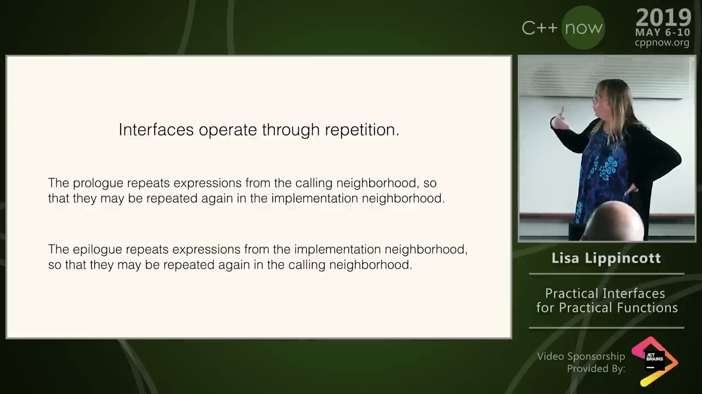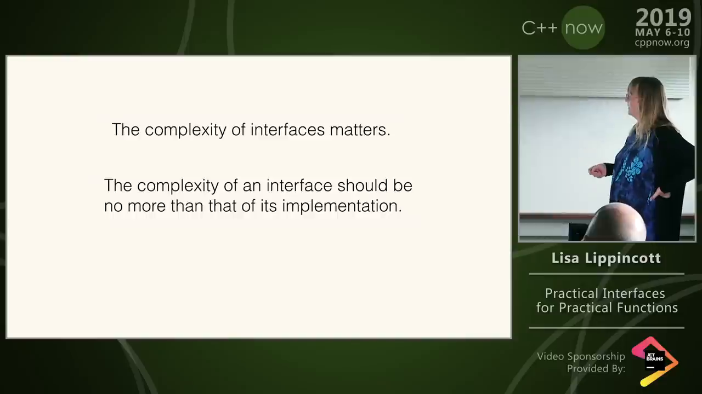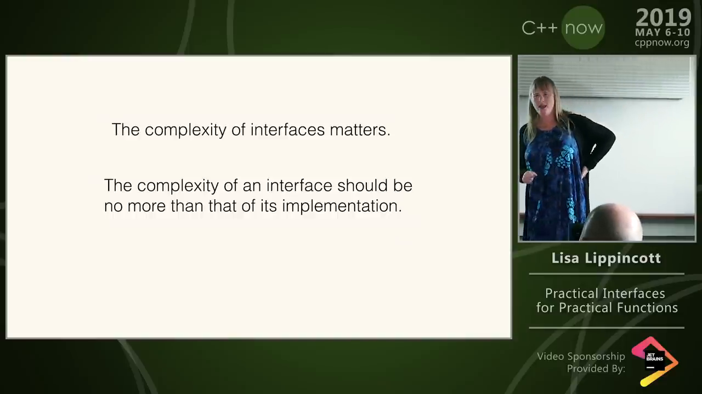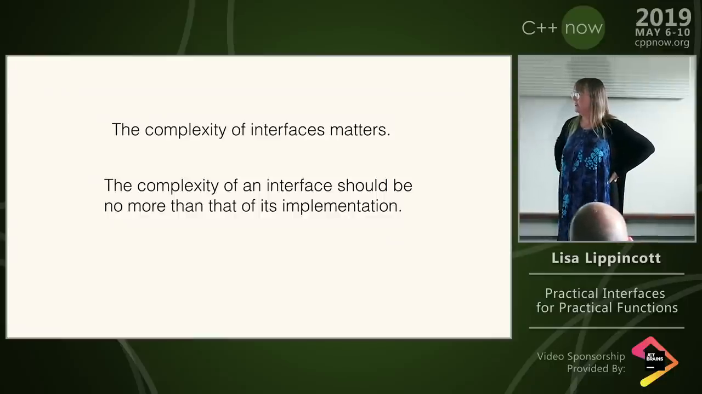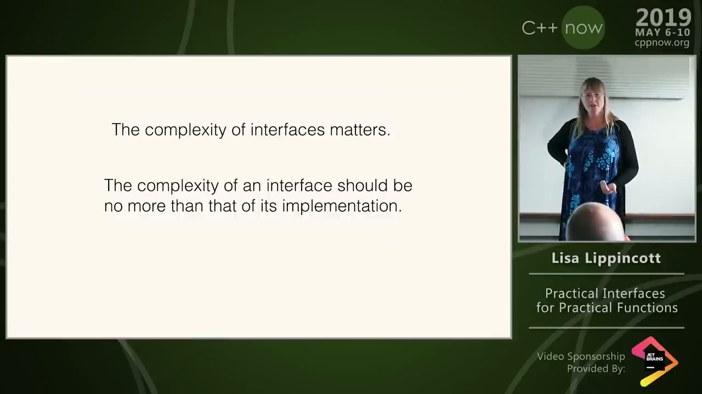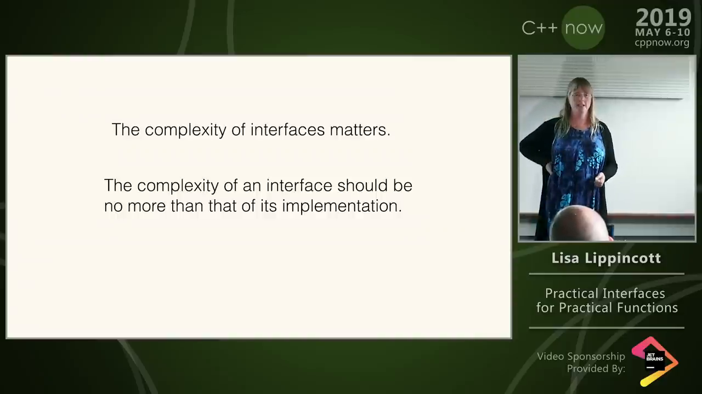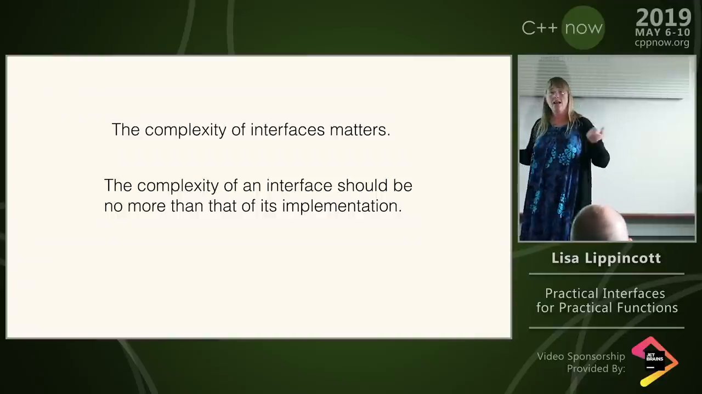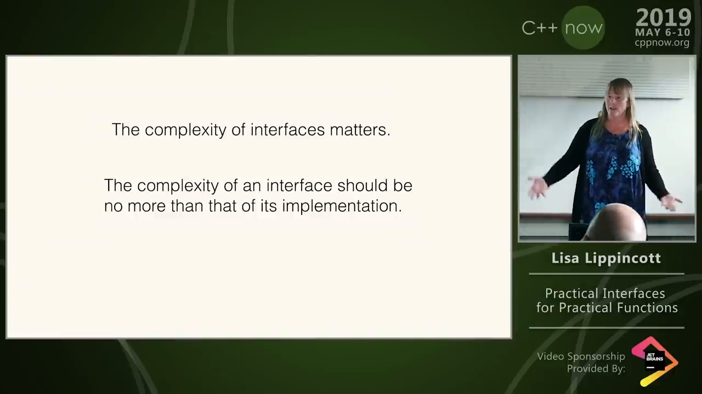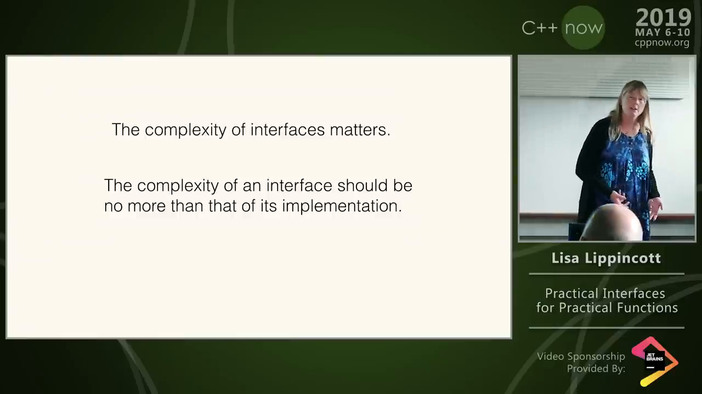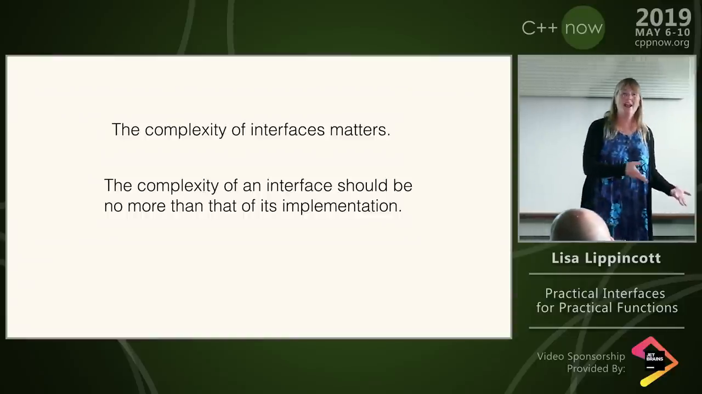And once you think about that lesson, we start to think, if the complexity of an interface matters, there's really no reason that the complexity of an interface should be more than its implementation. If the implementation isn't going to repeat something, it doesn't need to be mentioned in the interface. Or it doesn't need to be mentioned in the prologue. And if the implementation doesn't mention something, then you shouldn't need to mention that in the epilogue. The only things that you need to mention in the epilogue are things that the caller hasn't seen yet.